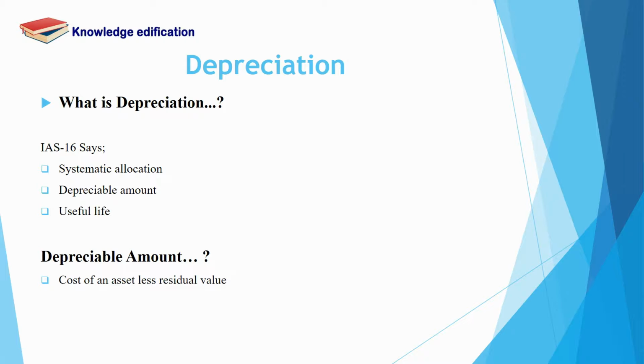Now we should move towards depreciation. Depreciation means decrease in the value or decrease in efficiency of an asset due to its use. Again, International Accounting Standard 16 says the term depreciation means the systematic allocation of the depreciable amount of an asset over its useful life. Our goal is to set off a reasonable portion of the asset's cost against revenue in each period of the asset's useful life.